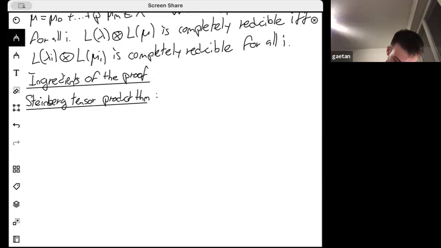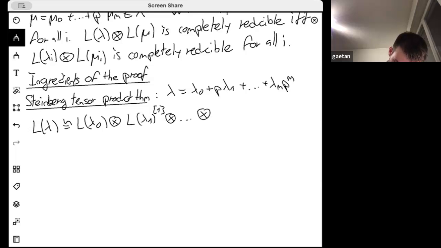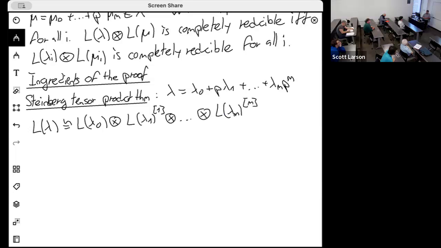Which says that if I write the p-adic expansion of lambda, then L of lambda is isomorphic to L of lambda 0 tensor product with the first Frobenius twist of L of lambda 1, tensor product and so on until the mth Frobenius twist of L of lambda m.